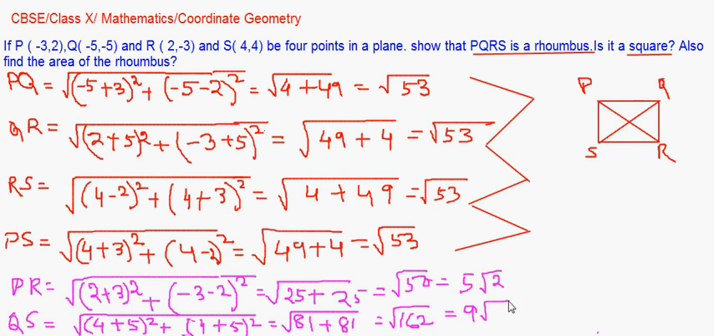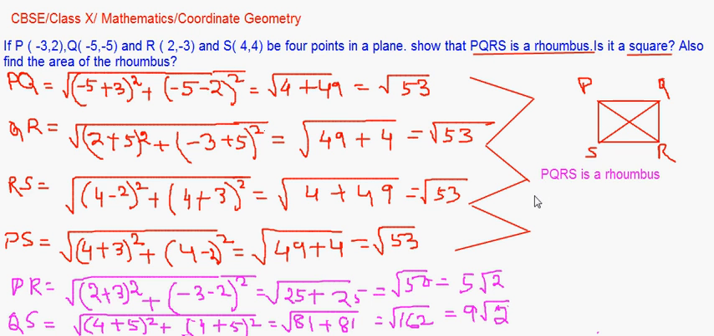If you see, one is 5 root 2, the other is 9 root 2. The diagonals are not equal, that means it is not a square. That says PQRS is a rhombus. Now we need to find out the area of the rhombus.